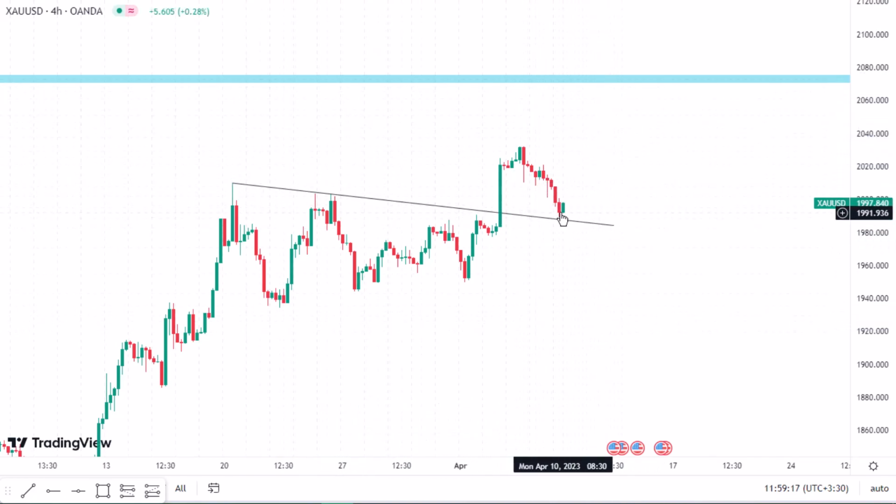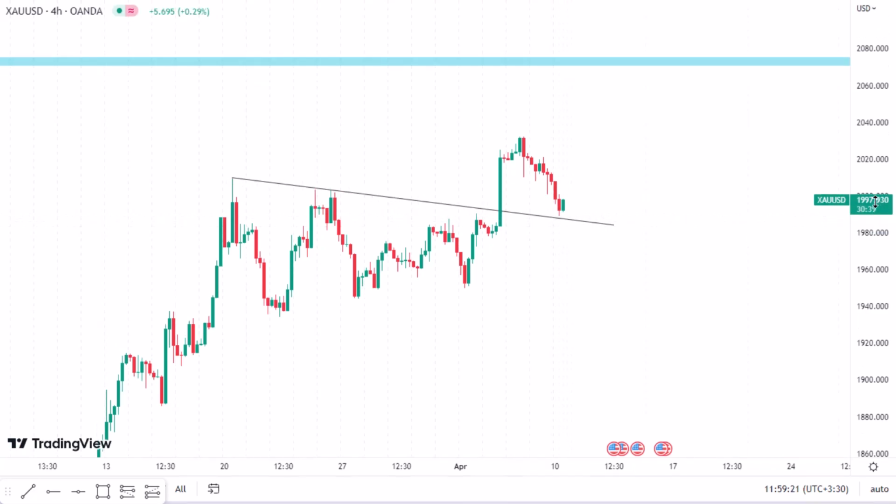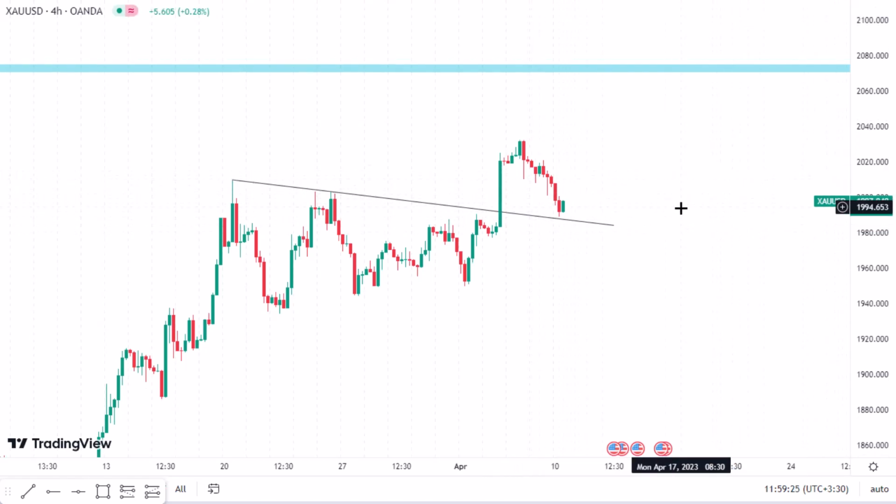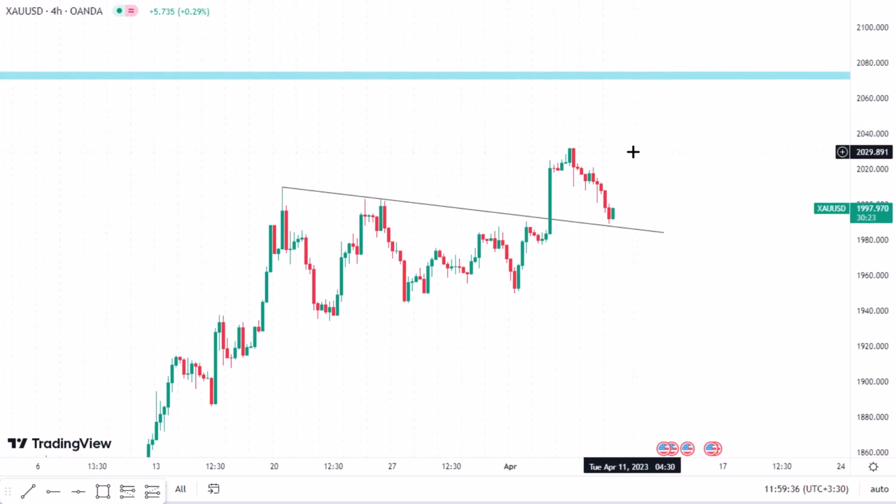Actually it didn't touch it exactly, you can see it didn't touch it there, but we might start going up from here, or we have a touch of this trend line, complete the pullback and start going up.